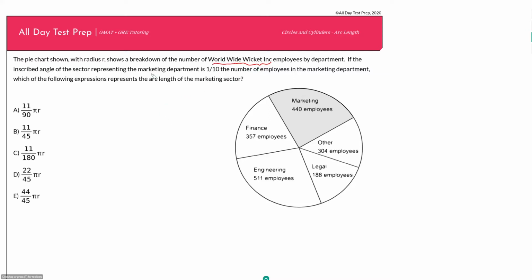Next, let's see what this is talking about. So it is asking us for the arc length of the marketing sector. So we have a bunch of sectors here. We only care about this one, the marketing sector. We want its arc length. So let's say we'll label the arc length as AB.